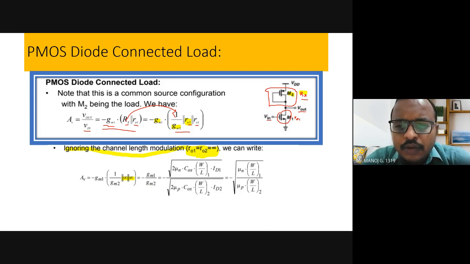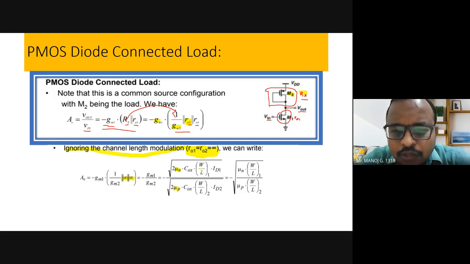Okay. Now you have to write what is gm. gm is root of 2 mu n Cox W by L into ID, divided by, please look at this terminology, 2 mu n. Okay, mu n is the mobility of, what is the gm1? This is NMOS transistor. Okay, mu p is PMOS transistor. That is the only difference. You have to be very careful.